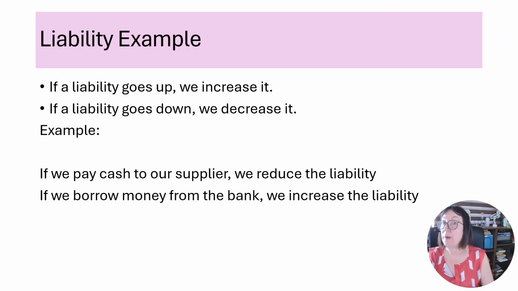Liabilities. If a liability goes up, we increase it. If a liability goes down, we decrease it. So if we pay cash to our supplier, our accounts payable, we reduce that liability. So cash goes down because we have to spend that money to pay the bill, but we no longer owe that bill anymore, so we reduce the liability. Now, if we borrow money from the bank, we increase cash because we got the cash, and we increase that liability because now we owe more to the bank.